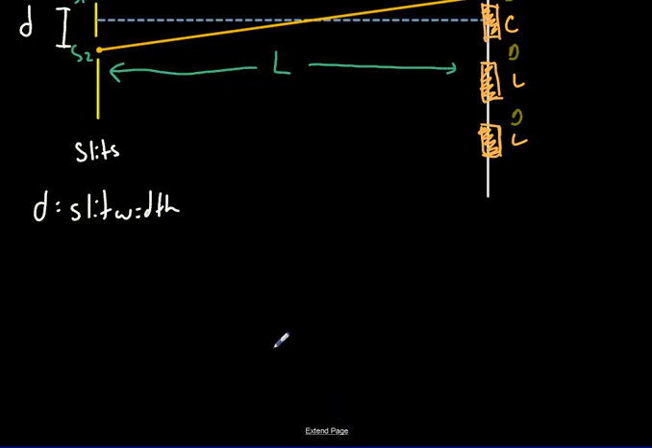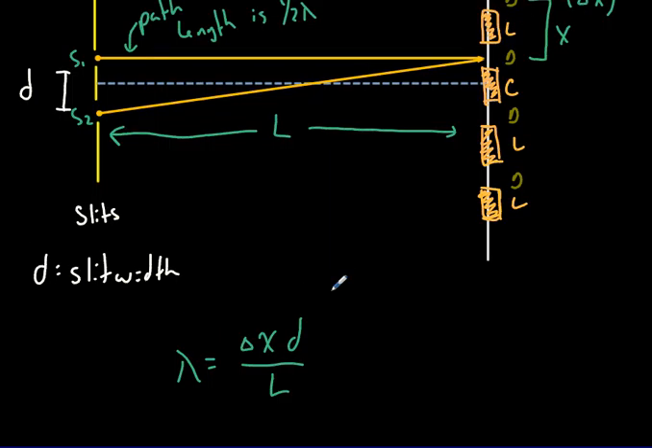So Young's double slit experiment comes out to look like this. Basically, lambda, the wavelength of the input light, should be equal to delta X, the distance between the fringes, times the slit width, divided by L, the length between the slits and the wall. So that's what this means, okay?